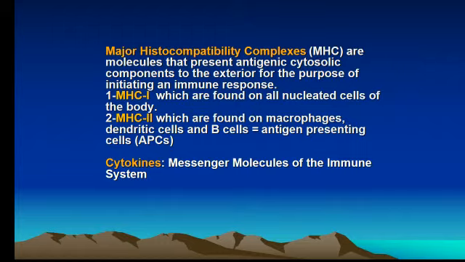MHC1 is found on all nucleated cells of the body. MHC2 is found on macrophages, dendritic cells, and B cells, the antigen-presenting cells, APCs. Cytokines are messenger molecules of the immune system. We will repeat this in order to understand it more. Cytokines are just messengers of the immune system, adaptive and innate.